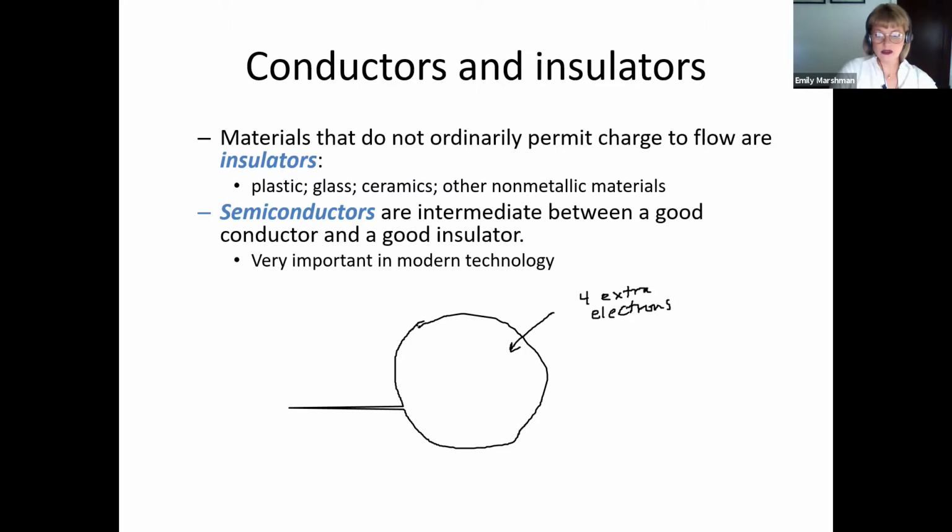Wherever I place those 4 electrons on this insulator, boom, boom, boom, boom, they're stuck there. If it's a perfect insulator, they will be stuck there and they won't move at all. So that's kind of the difference between what we mean by conductors and insulators. Both of them can be charged, but it's about how they allow the charge to flow that's different.